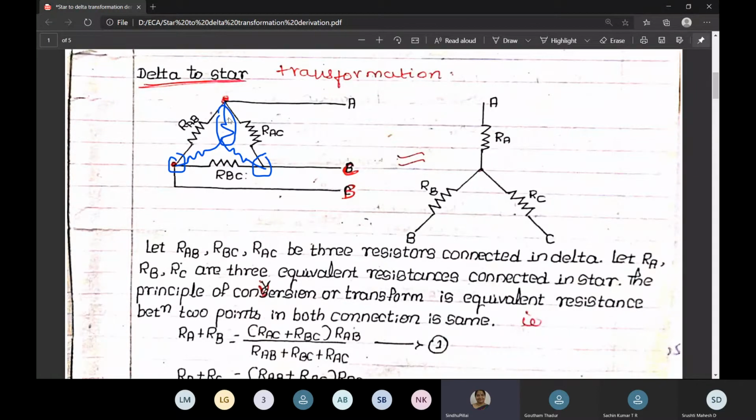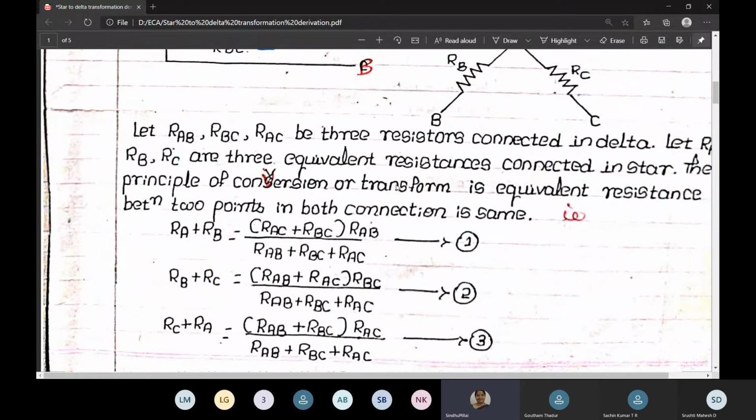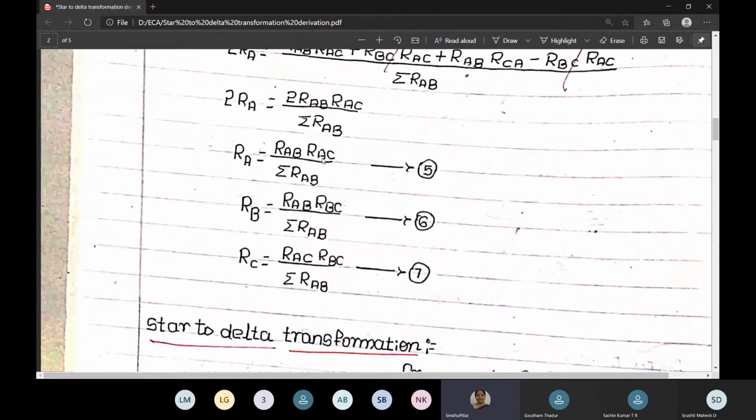Once again I will tell, if you want RA, it is in between RAB and RAC. So RAB into RAC divided by summation of all the three branches. Next, if you want RB, RB is equal to RAB into RBC. If you want RC, it is this branch, RBC into RAC divided by summation of all the branches. The same thing is written here. After derivation, what we have written: if you want RA, it is RAB into RAC. If you want RB, it is RAB into RBC. If you want RC, it is RAC into RBC divided by summation.